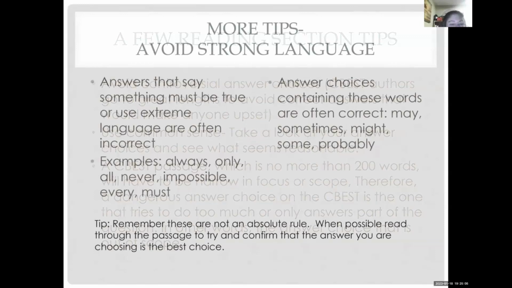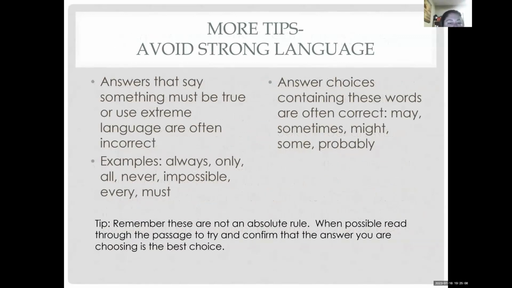Avoid strong language. Remember, these are not the absolute rule. Read the passage to try and confirm that the answer that you're picking is correct always. Most of the time, the answer will be verbatim, which means the exact words that were used in the passage, but try and always align it as closely as possible with what was said in the passage. So answers that say something must be true or use extreme language are often correct. Examples: always, only, all, never, impossible, every, and must. And answer choices containing these words are often correct, which is may, sometimes, might, some, and probably.